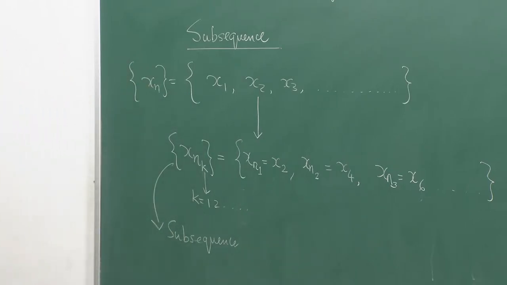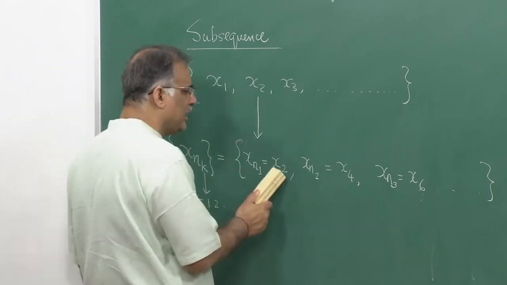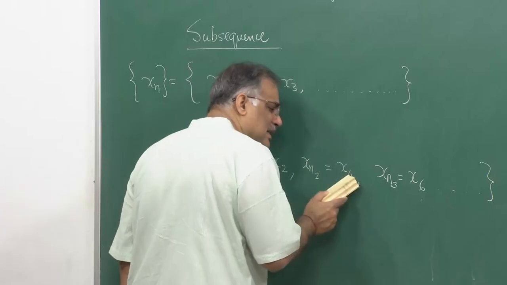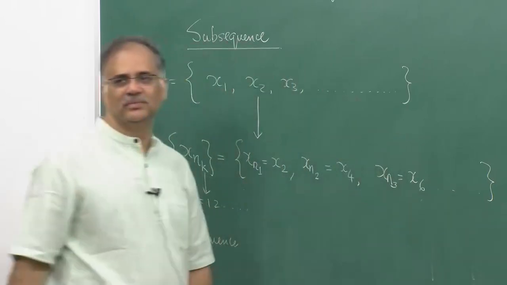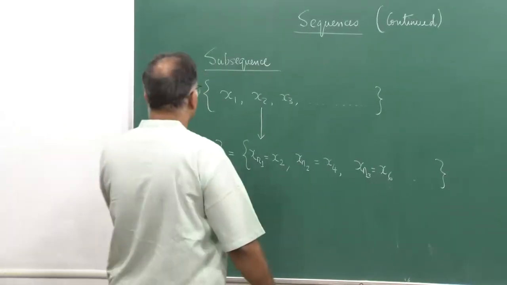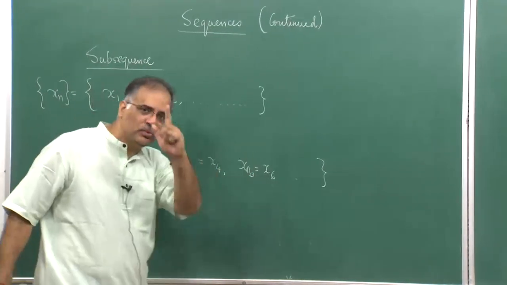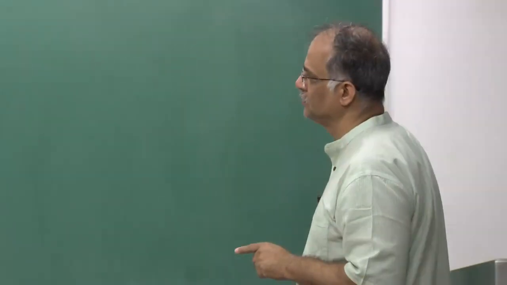Now, what is the nature of the subsequence? For example, I have Xn1 as X2. If I have Xn2 as X6, I cannot write Xn3 as X4. The order in which the elements appear in the sequence, the same order has to be maintained in the subsequence. If you do not maintain that order, it is not a subsequence.